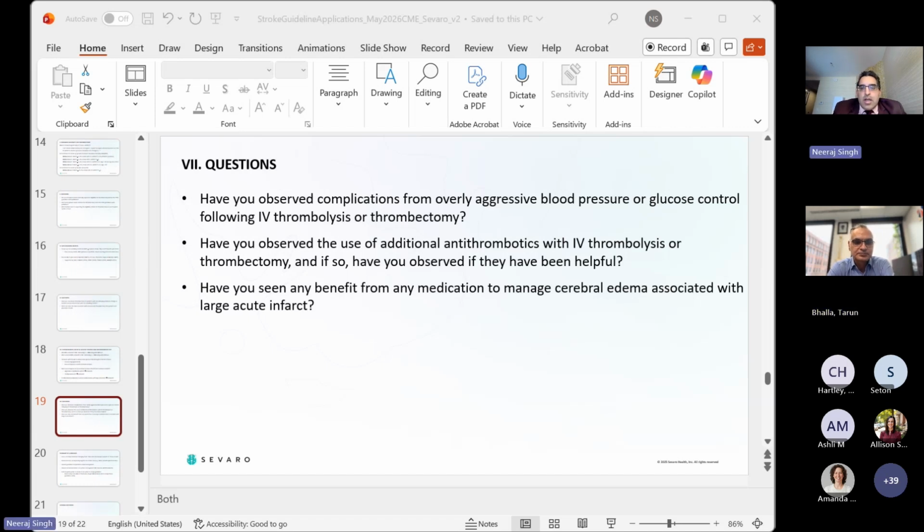And I'm just curious, have you or any colleagues been involved in any studies that involve trying to look at other antithrombotic agents, if they're helpful or not? And if so, have you seen any benefit or no benefit from those? We've not been involved in any of the trials.